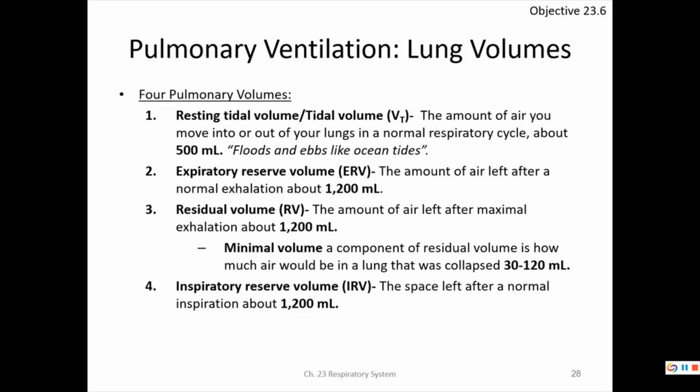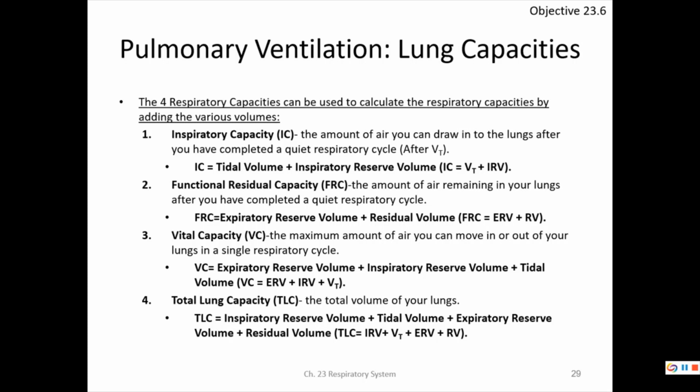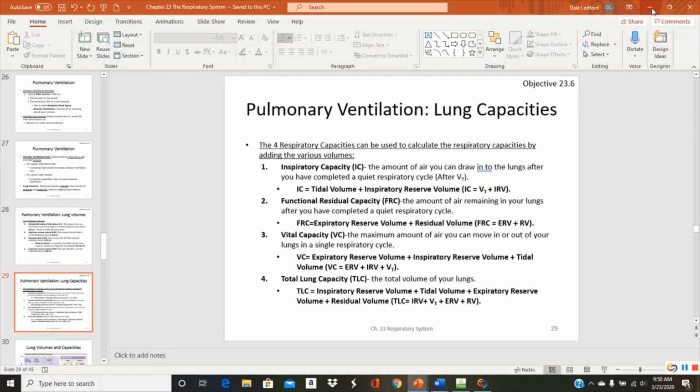Okay, so now let's look at capacities. The capacities are calculated by adding up the volumes. Now, you could try to memorize these, yes, but I'm going to tell you it's going to be easier to do what I'm doing here. Let's describe first off the inspiratory capacity. It is the amount of air you can draw into your lungs after you completed a quiet respiratory cycle. It's how much air I can get after tidal volume, V sub T. So that means it must include the V sub T. But it also is our IRV.